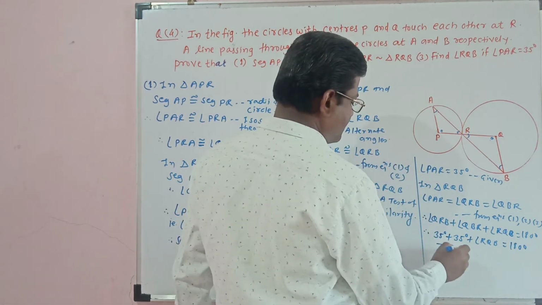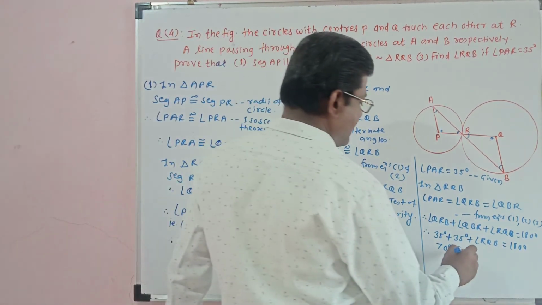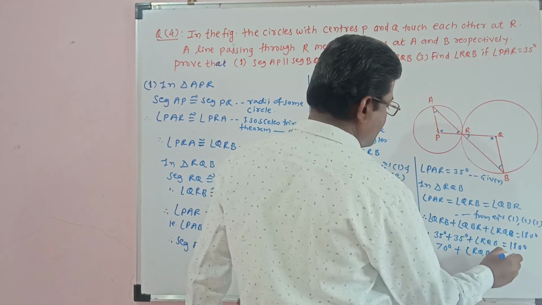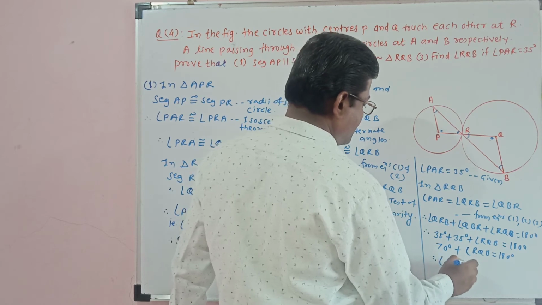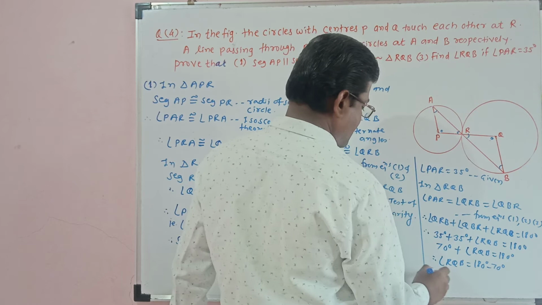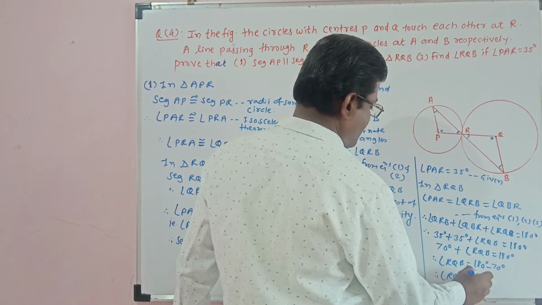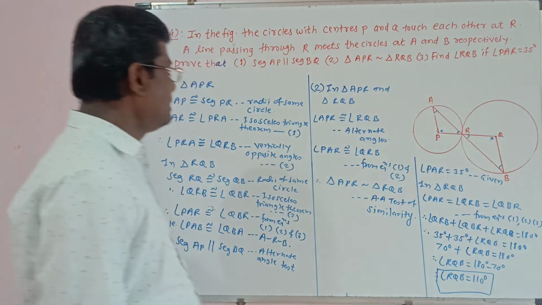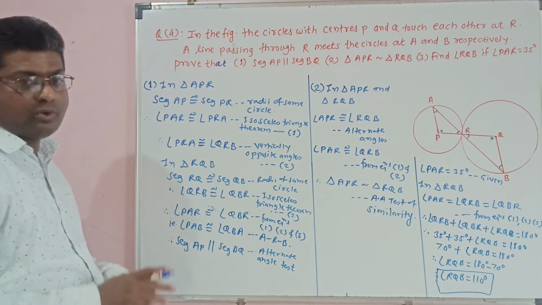35 degrees plus 35 degrees, 70 degrees, plus angle RQB is equal to 180 degrees. Therefore angle RQB is equal to 180 degrees minus 70 degrees. Therefore angle RQB is equal to 110 degrees. So this is the solution of example number 4.